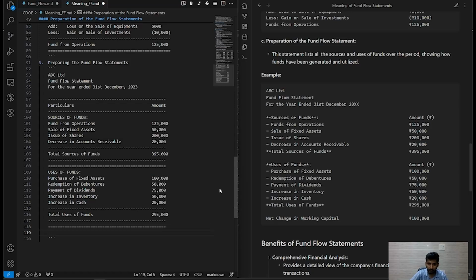Now, net changes in the working capital will be rupees 1 lakh positive because it is the funds minus the uses. Let us close our entries.